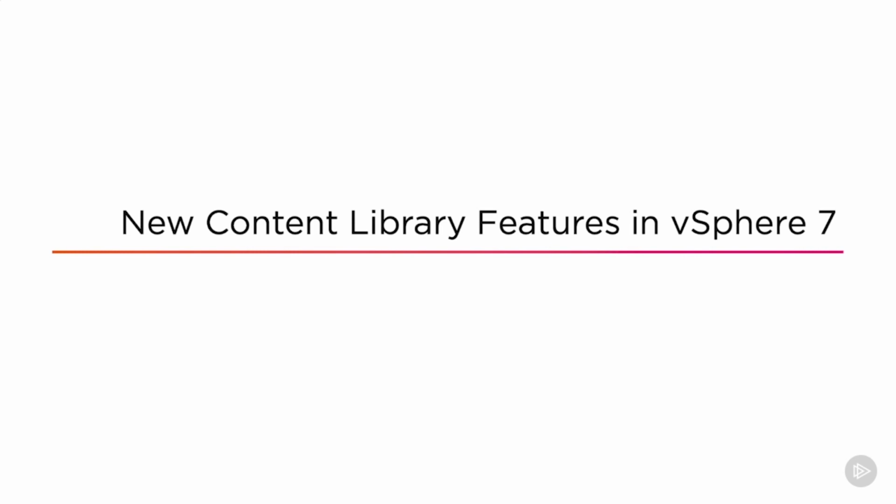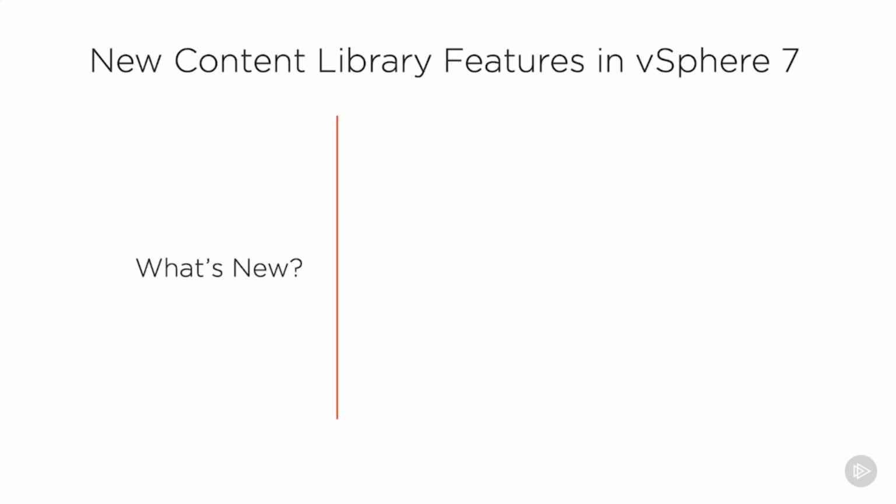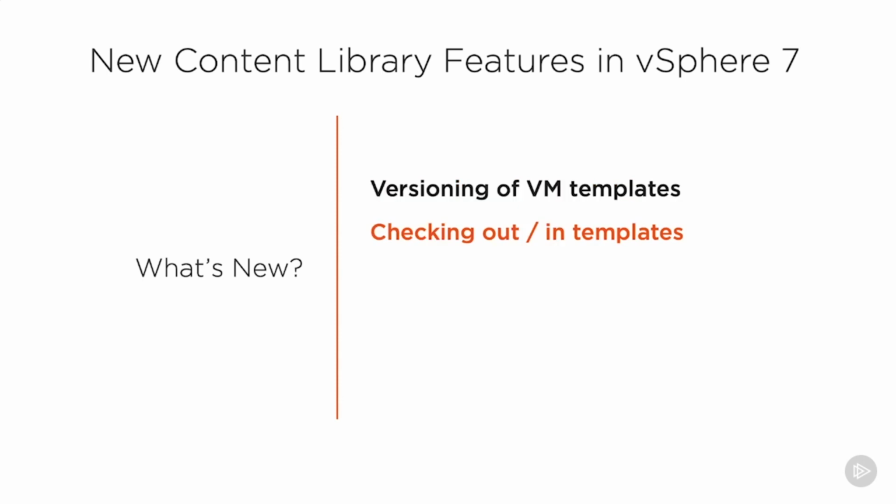There are a number of new features in vSphere 7 related to content libraries. Let's talk about what's new. First off, you have automated versioning of virtual machine templates. So when you update a virtual machine template, the version number of that VM template will be automatically incremented. You could do this in the past, but it was a manual process. So this automated versioning is really cool.